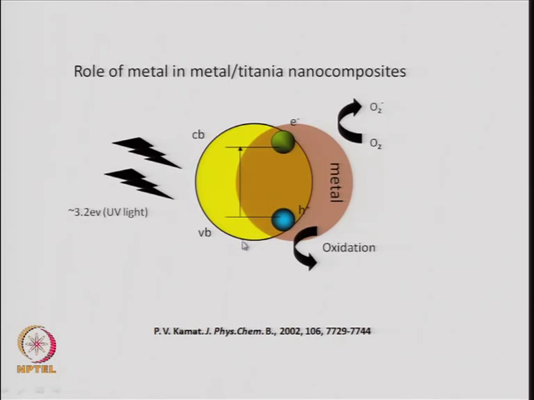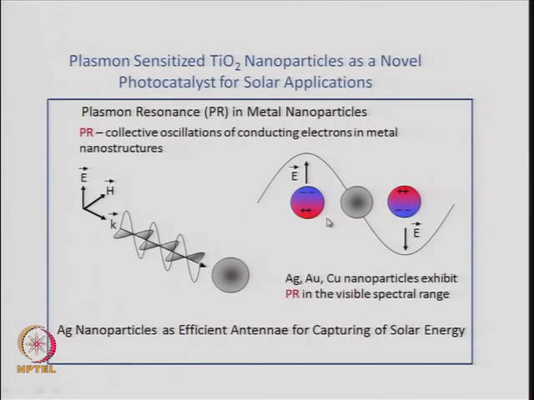So, this is another possibility where you are using UV light, but the metal is enhancing the application of the electron and the hole, that is the reducing and the oxidizing capabilities are enhanced by the presence of the metal. In the previous case, these surface plasmons are basically acting as an antenna to trap energy in the visible spectral range, and then it helps in the sensitization of the titanium nanoparticles.